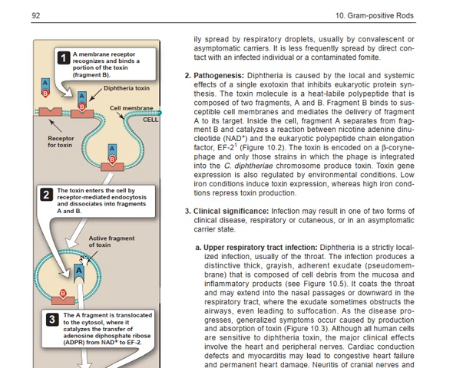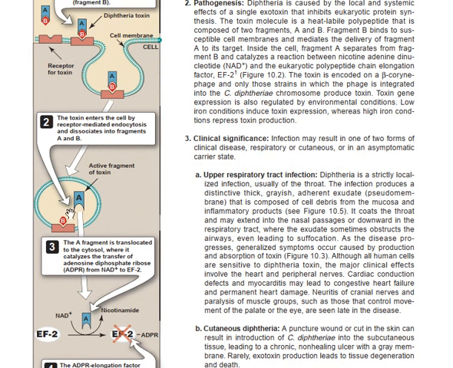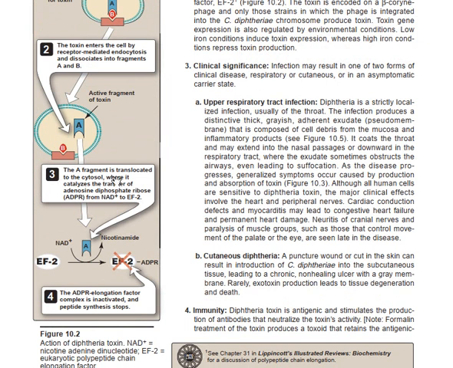The toxin dissociates into two fragments, fragment A and fragment B. Fragment A is the active form inside the cell, while fragment B is just the one used to bind to the receptor. Now, fragment A is going to be translocated to the cytosol.